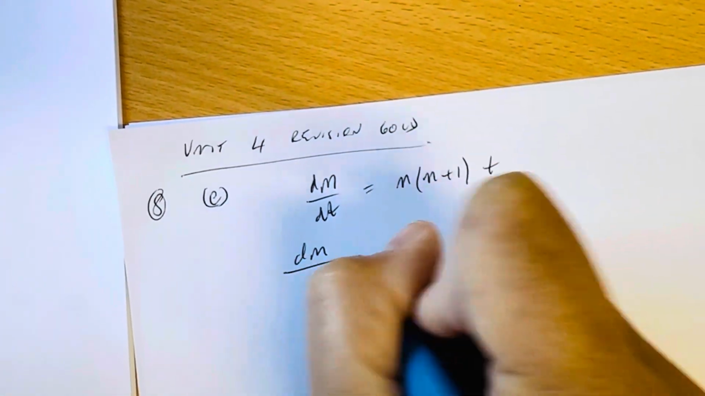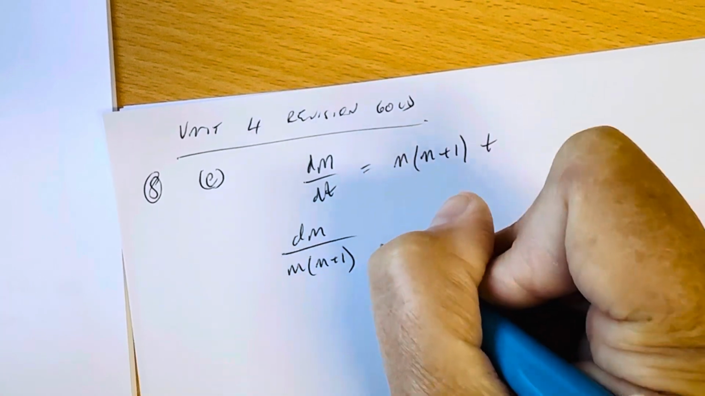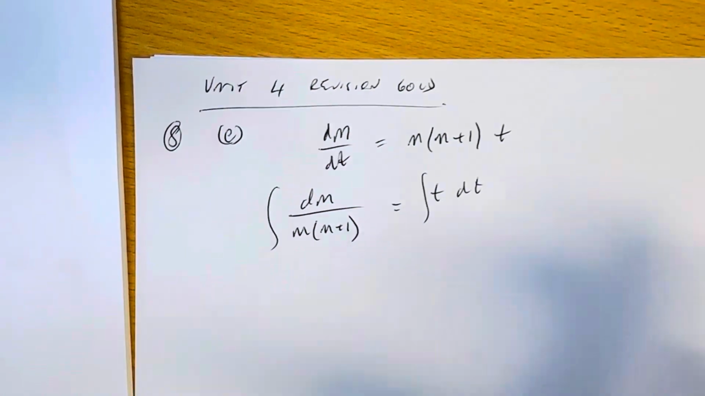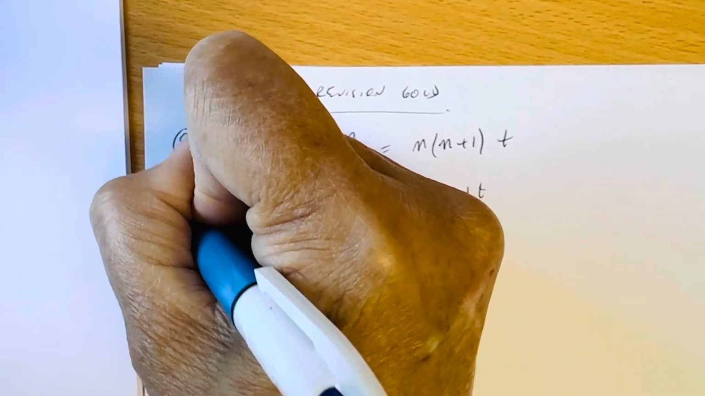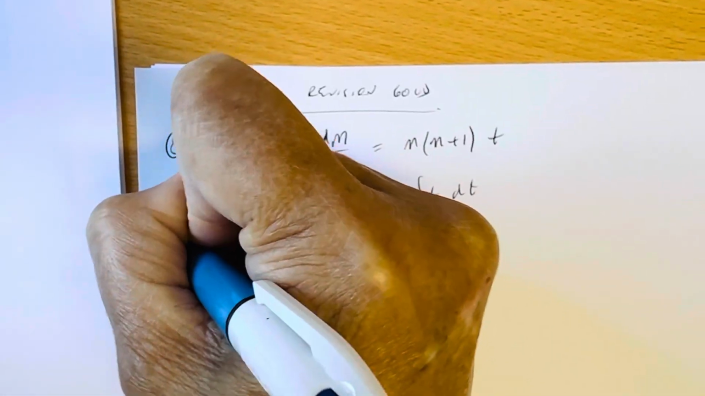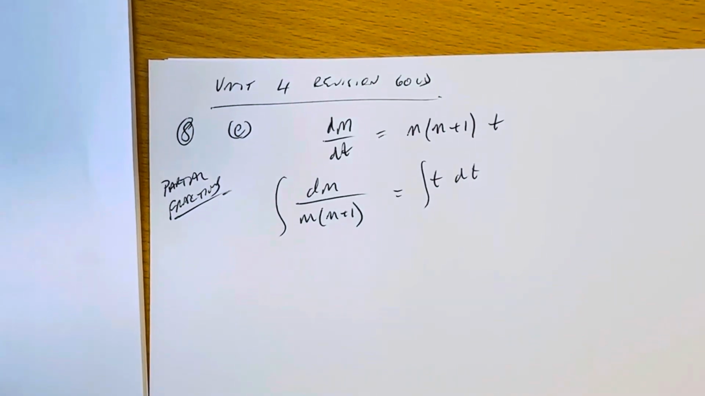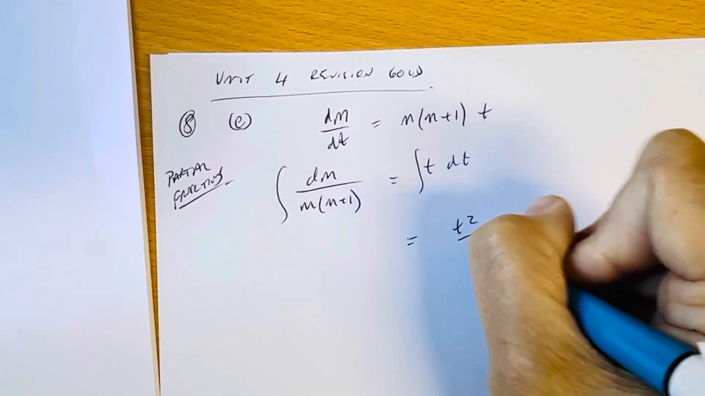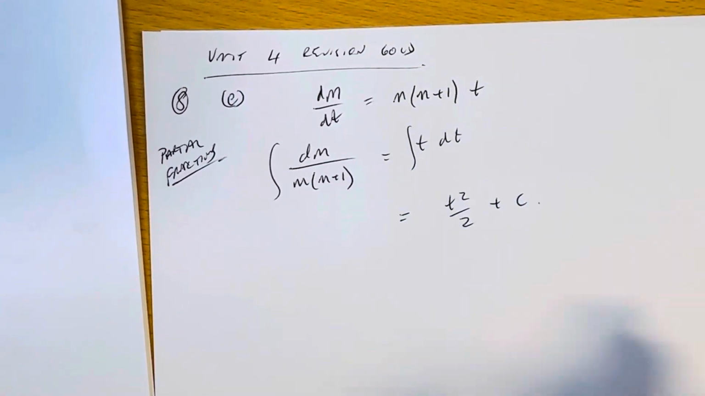Separate my variables: dm over m plus 1 equals t dt. Integrate both sides. This is partial fractions. To do this side, I'm going to have to split it up. This side will be fine. That'll be t squared on 2 plus c, won't it?